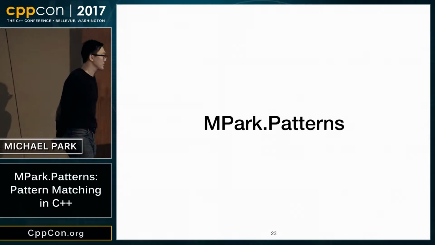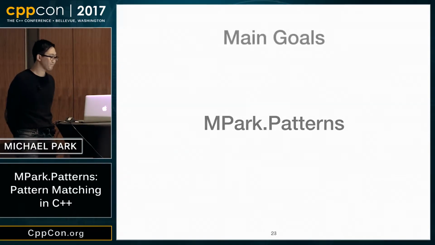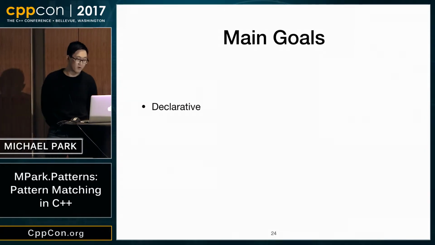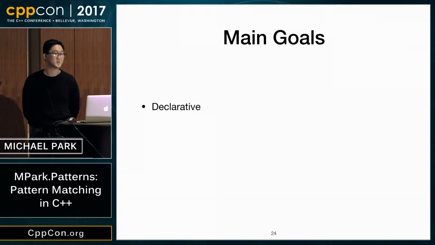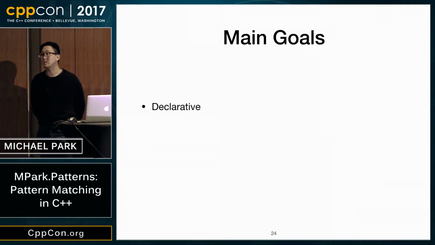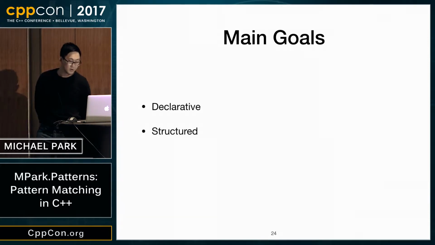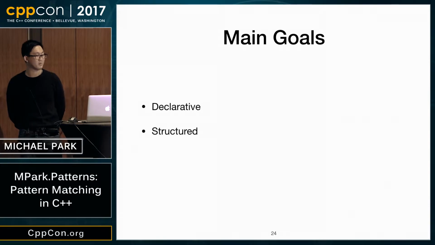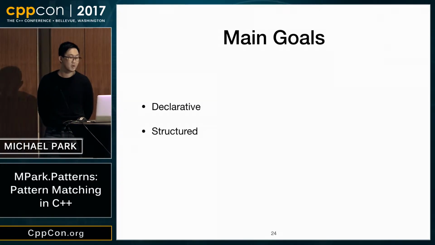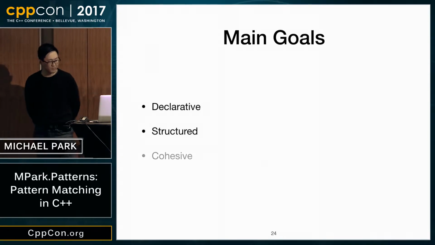Okay, this brings us to my library. So I have 4 goals for the library. One is that I want this to be declarative. I would like to avoid having to spell out the state that I'm looking for. I want to just describe what I want and then see if it matches. Number 2, I want it to be structured. The chain of if-elses, as we discussed, is overly general for the task at hand.